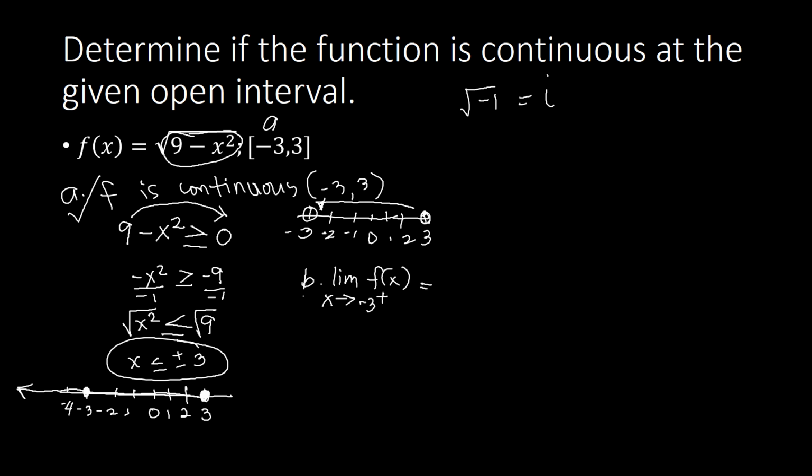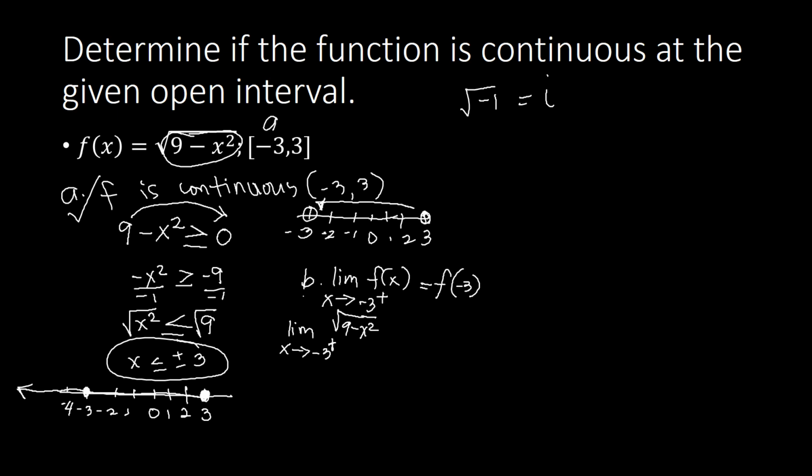We will be checking whether that is equal to f of negative 3. So let's first find the limit of f of x, which is the square root of 9 minus x squared, as x approaches negative 3 coming from the right side. Coming from the right side, the values to the right of negative 3 are the following: negative 2, negative 1, 0, 1, 2, and 3.